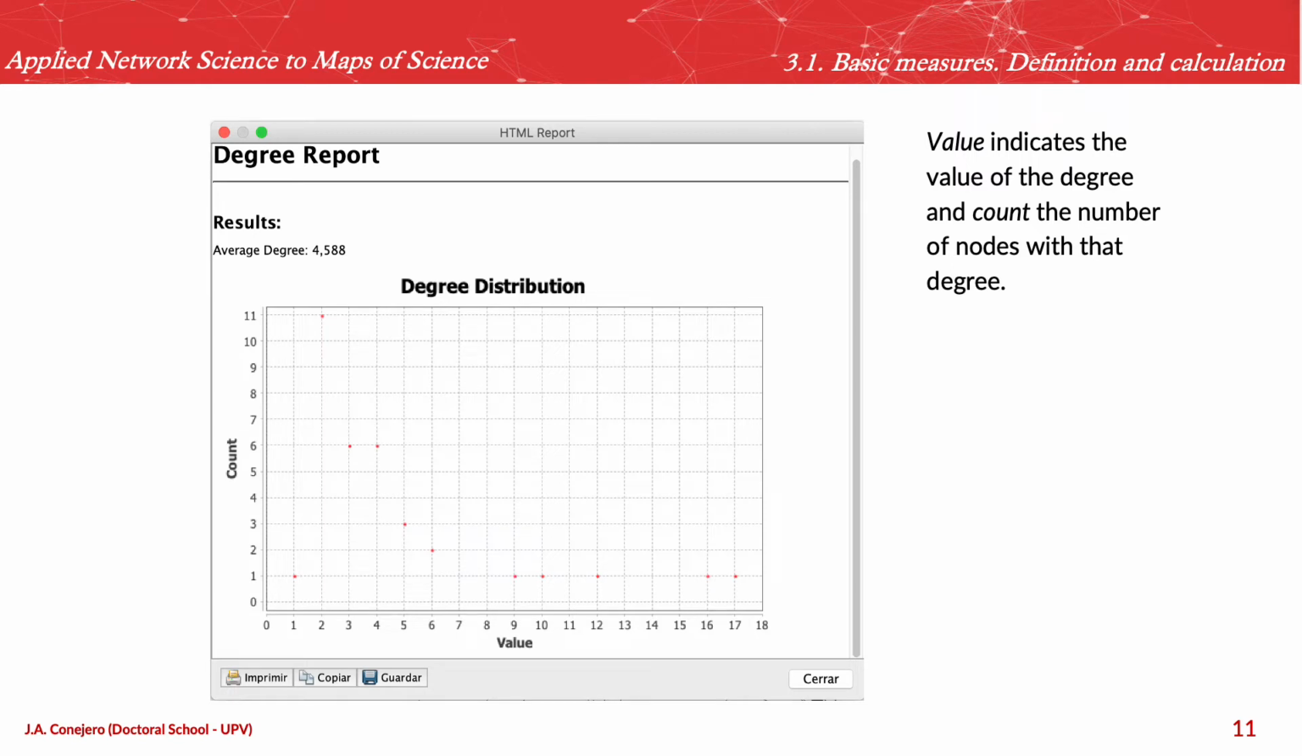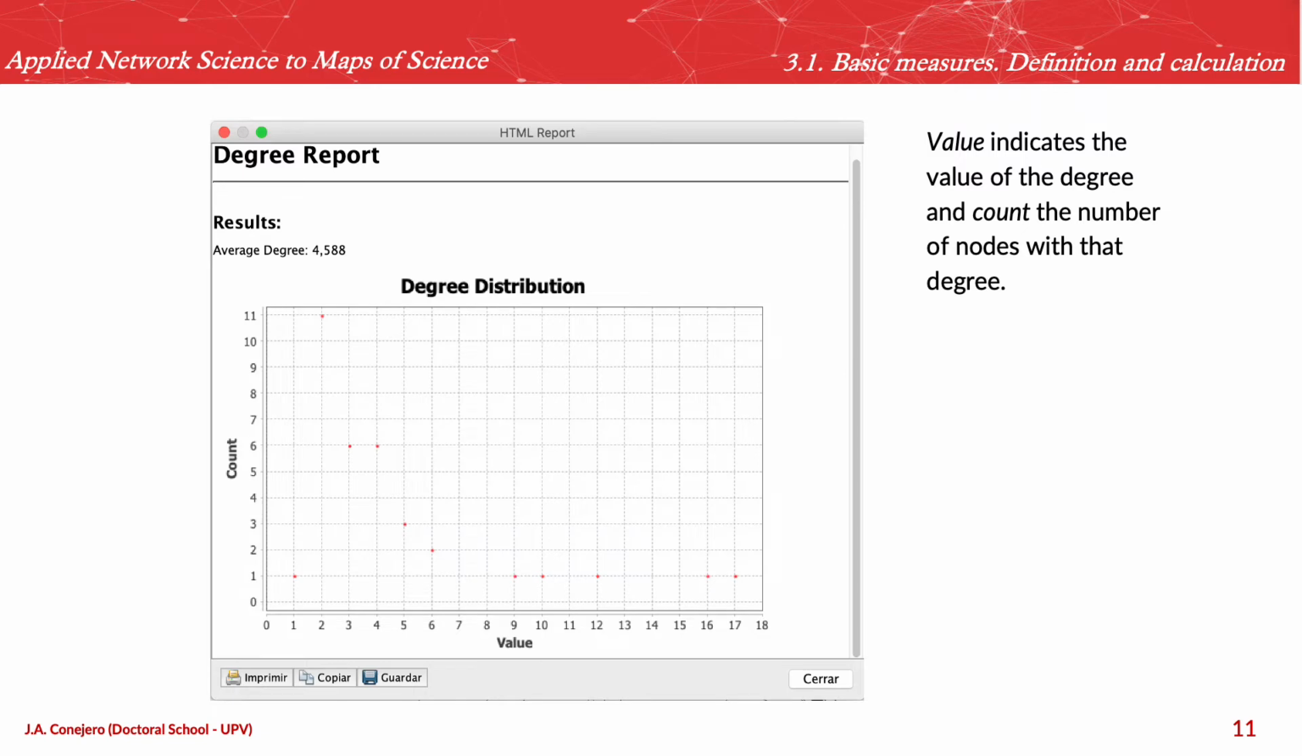If we read from left to right, the point 1,1 means that we have one node of degree 1. The point 2,11 represents that we have 11 nodes of degree 2, and so on, until we arrive at 16,1, which represents one node of degree 16, and 17,1, which represents just a single node with degree 17.